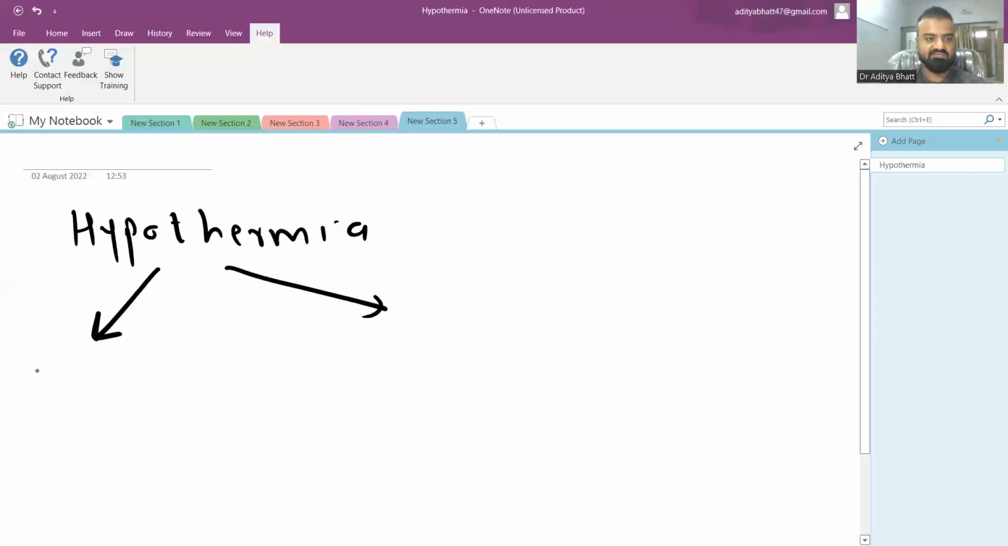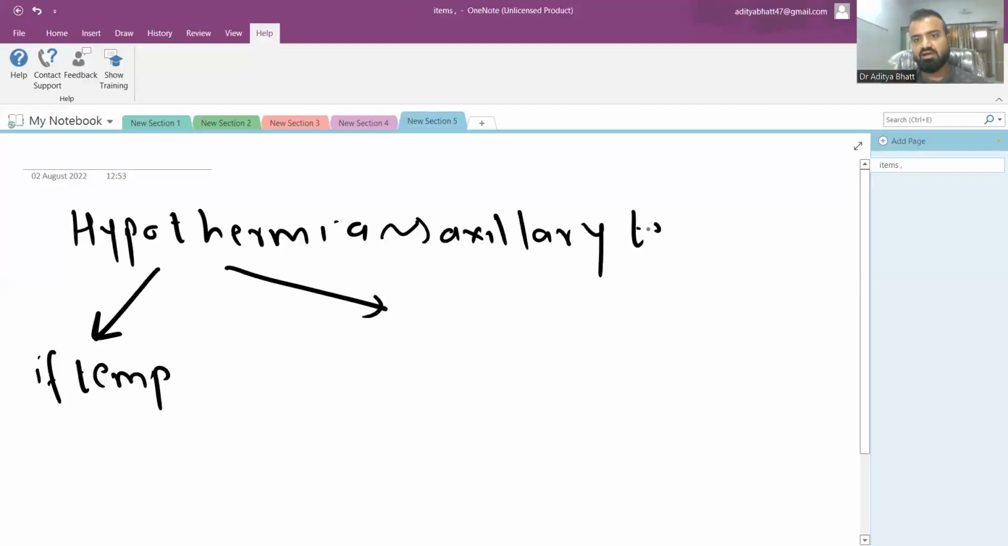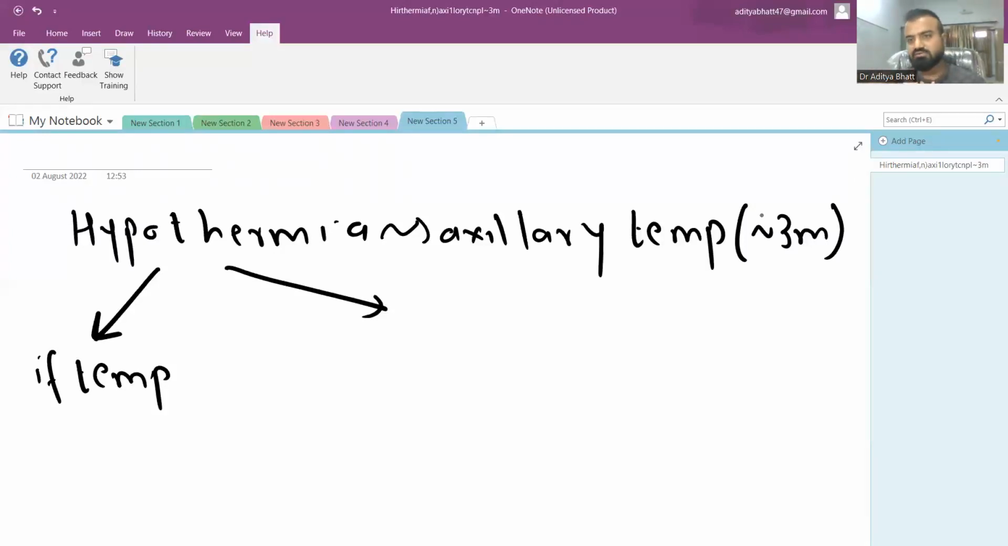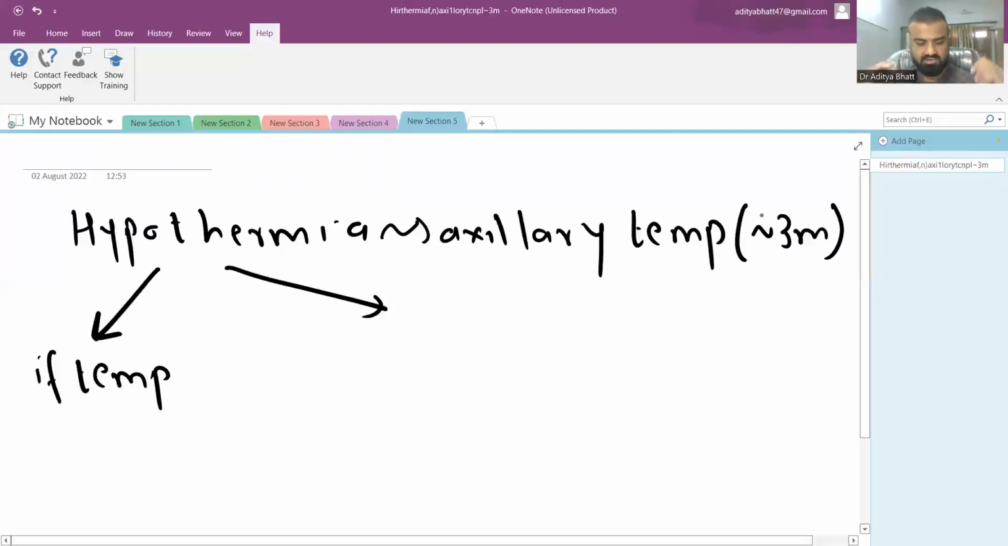What you have to do if the temperature is low: first, for hypothermia, we take the axillary temperature, and you have to take it for at least 3 minutes for the mercury to settle down. If you use a digital thermometer, then you have to take it till the beep. But if you are using a mercury thermometer, then you have to wait for at least 3 minutes for the mercury to settle down at a good level to recognize the real temperature.